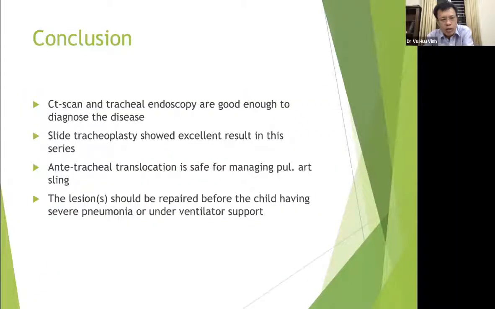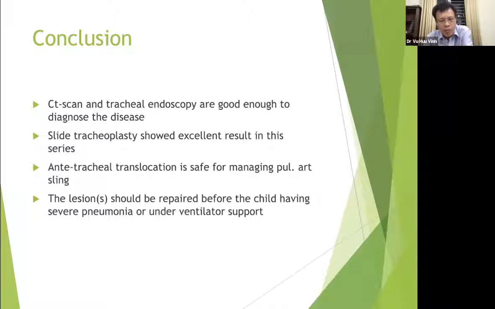So, conclusion: CT scan and tracheal endoscopy are enough to make the diagnosis for congenital tracheal malformation. And slide tracheoplasty shows excellent results in our series. And ante-tracheal translocation is safe, and we use it 100% to manage the pulmonary artery sling.